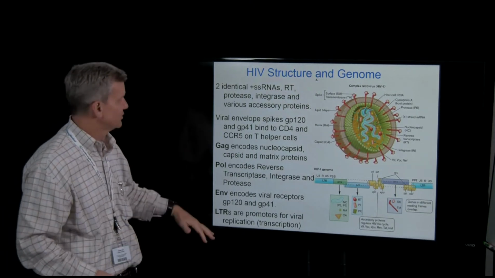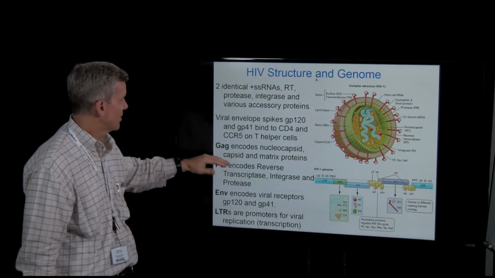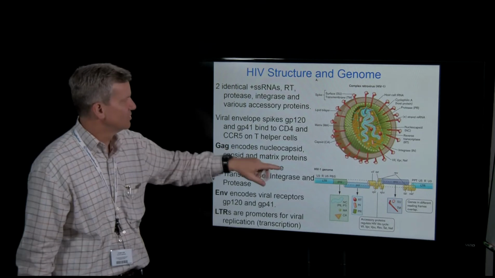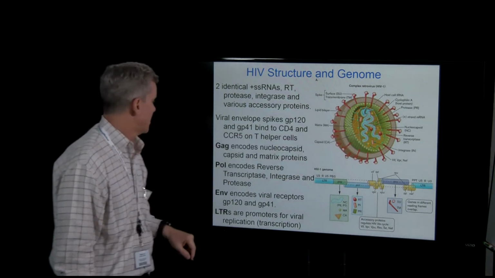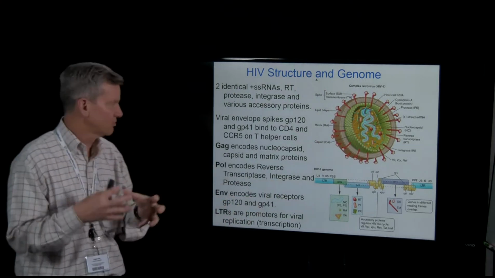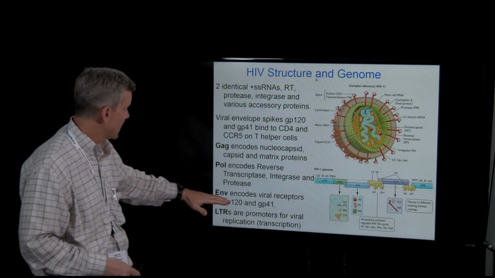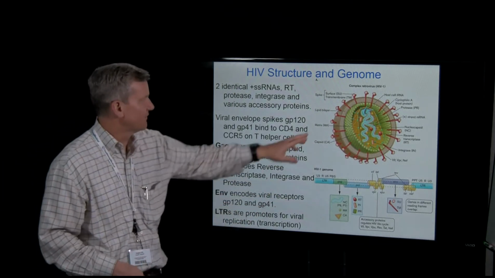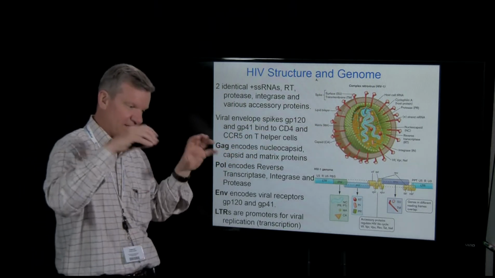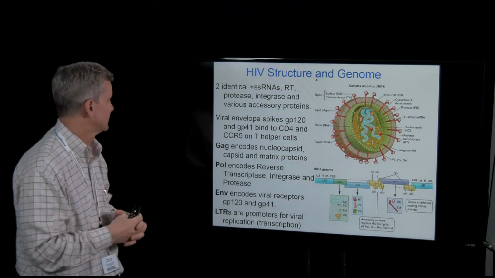So the organization of the genome is broken up into GAG, POL, and ENV. GAG encodes the nucleocapsid and the capsid and matrix proteins. Okay, so those are structural proteins, along with envelope that also encodes the viral receptor. So all these things are structural because they make proteins that provide the structure of the virus.